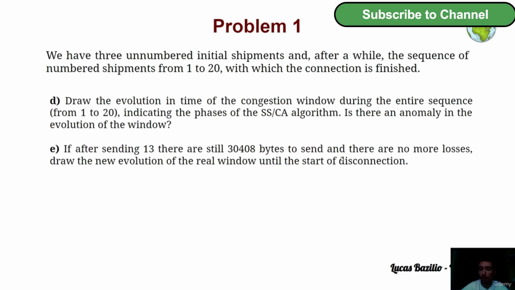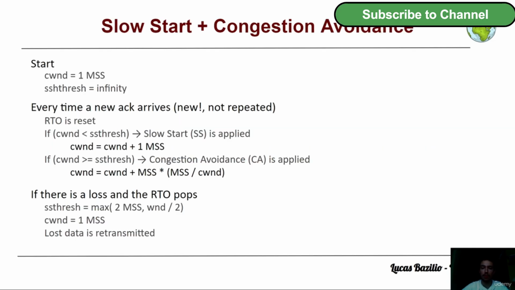30,408 bytes to send and there are no more losses. Remember, when we say there are no losses, it means there will be no retransmissions. We need to draw the new evolution of the congestion window until the start of the disconnection. So after sending packet 13 we will need to draw the evolution. Again we need to use the slow start and congestion avoidance that we already studied, and we have been working with this approach on question D.